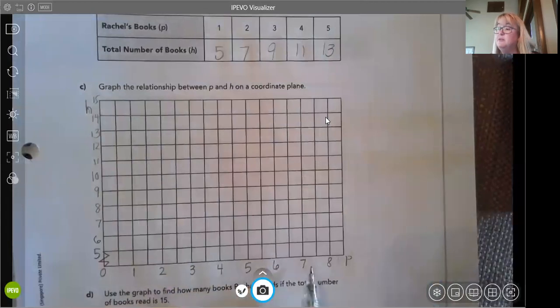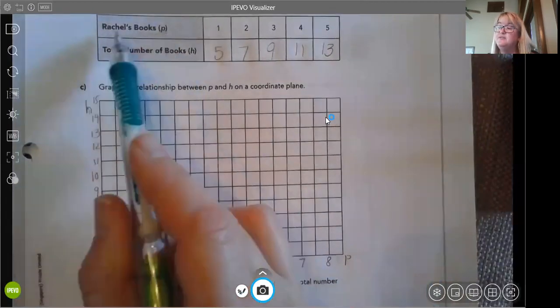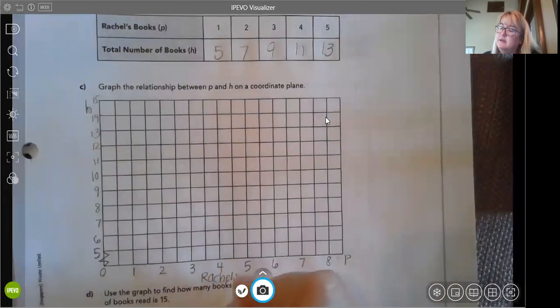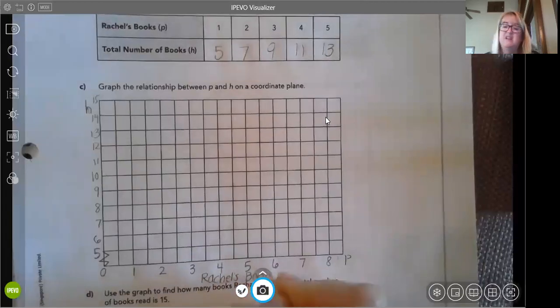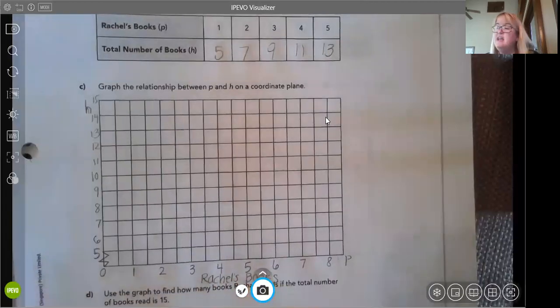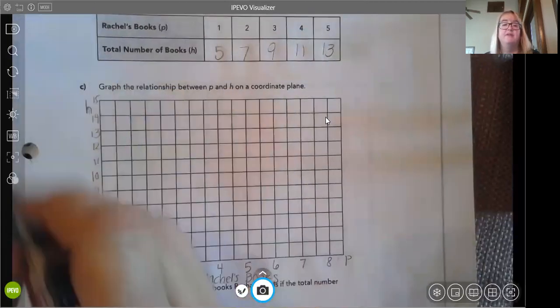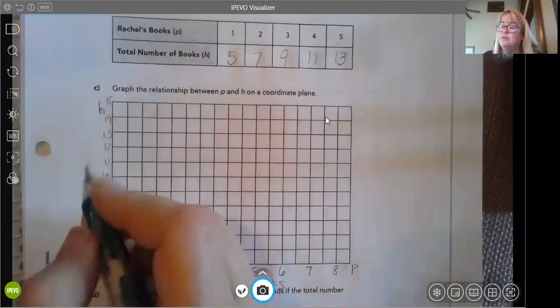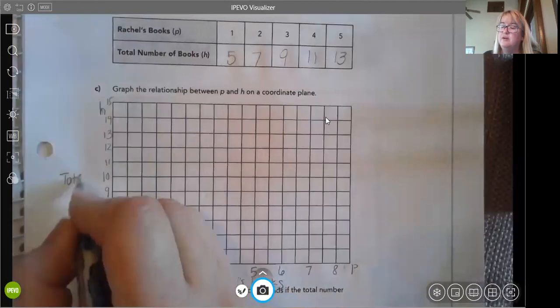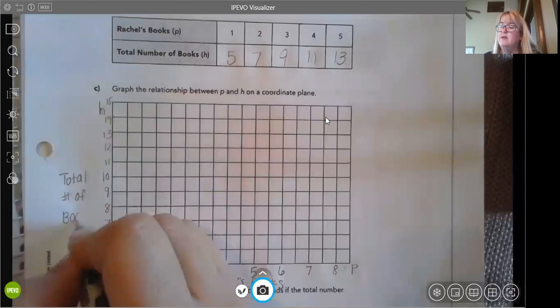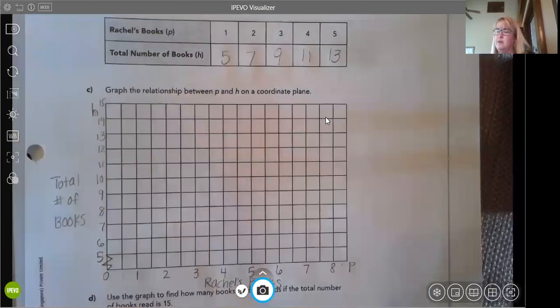Well, these are our numbers that go with P. P stands for Rachel's books. So we're going to write Rachel's books. H stands for total number of books. So that's what we're going to write out here. Total number of books. And we're going to graph the relationship.